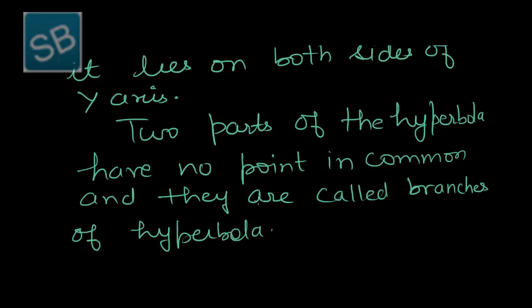In ellipse, we see ellipse is a continuous curve and it intersects x and y axis, but hyperbola has no common point of intersection and it is divided into two branches. One branch is on the right hand side of y-axis and one branch on the left hand side of y-axis. So this is all about the conclusion, that is, the intersection conclusion of hyperbola.